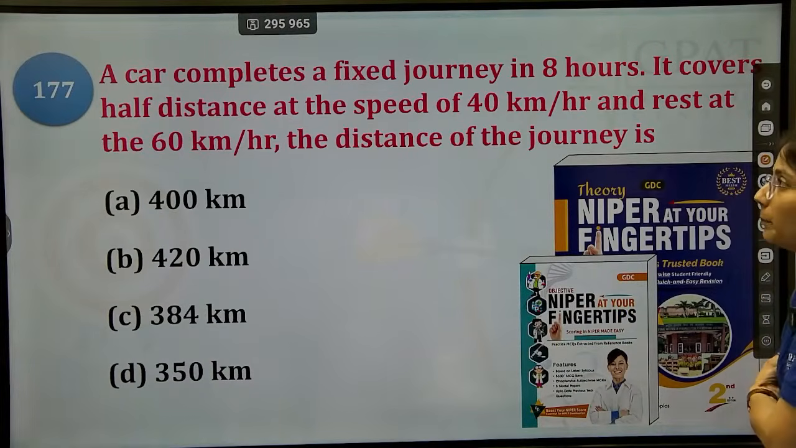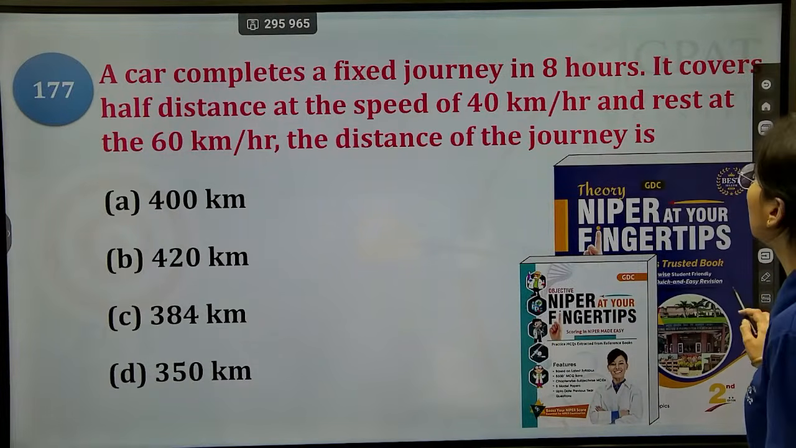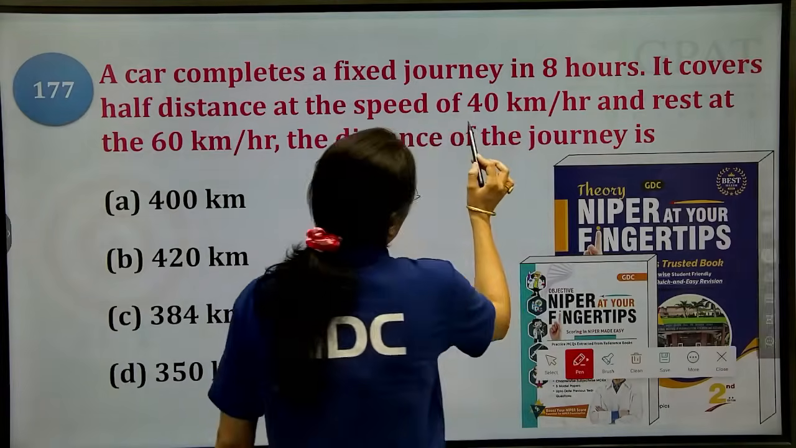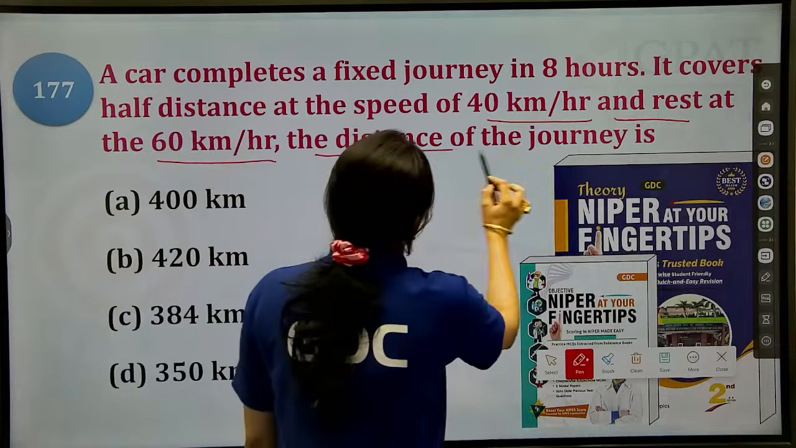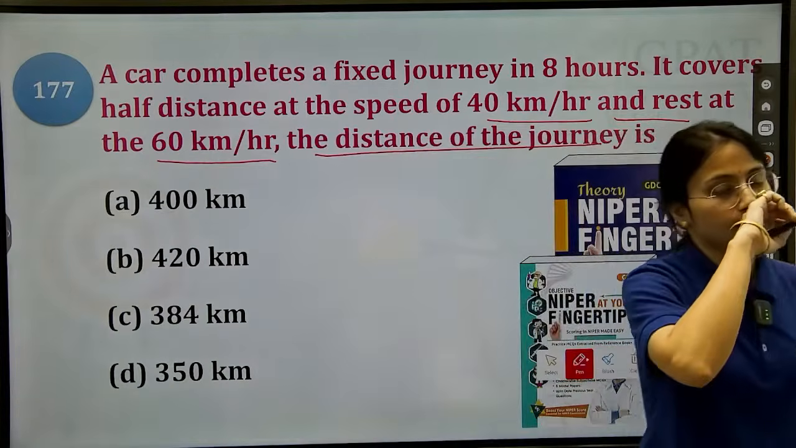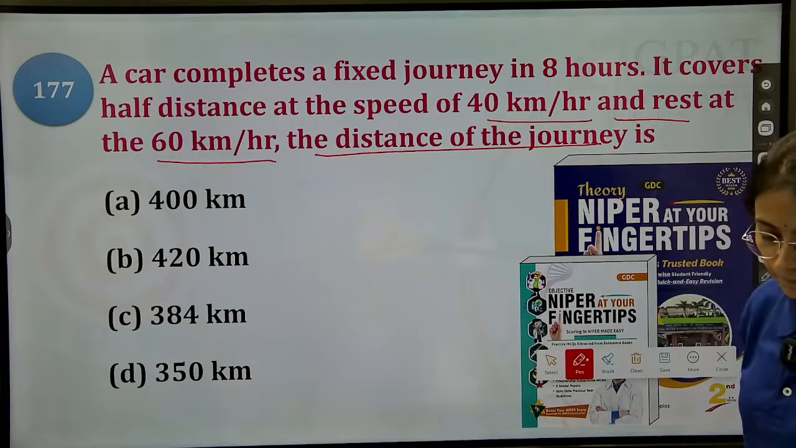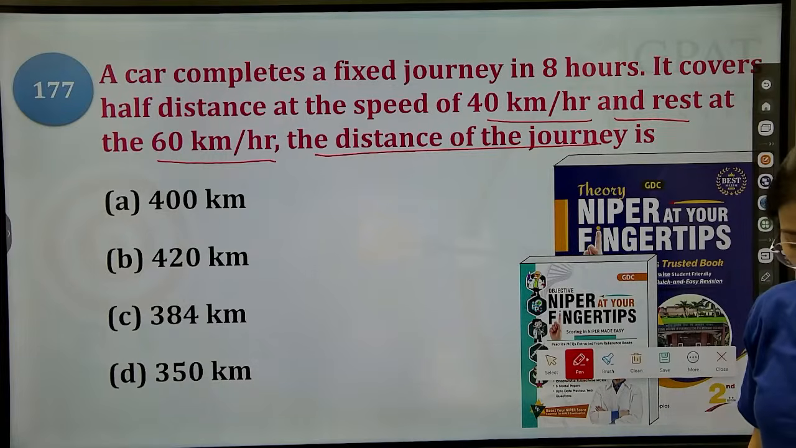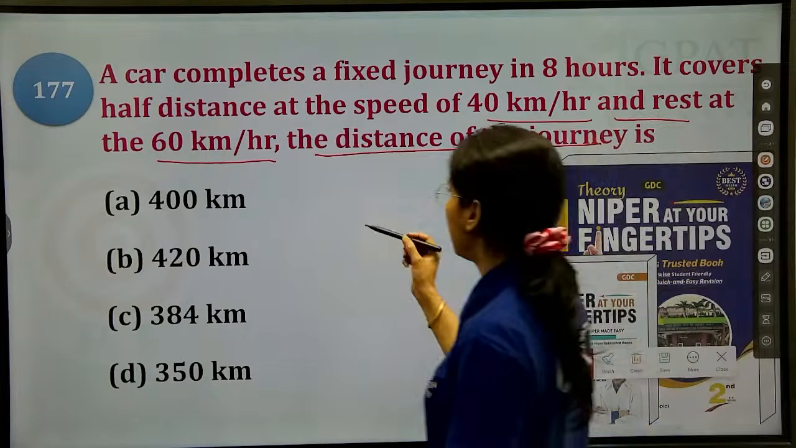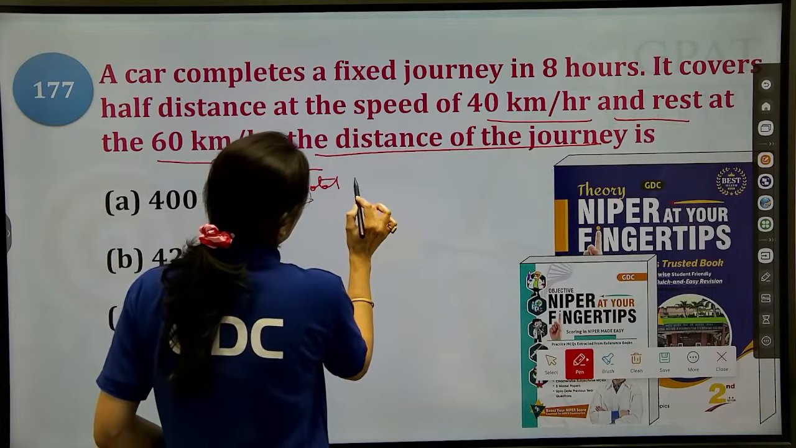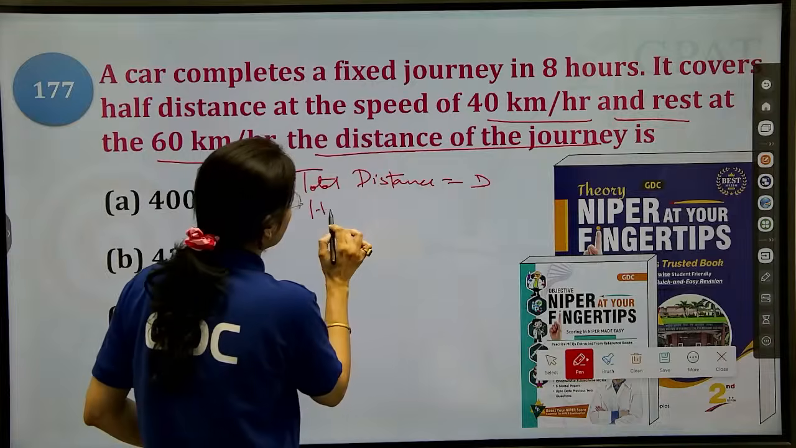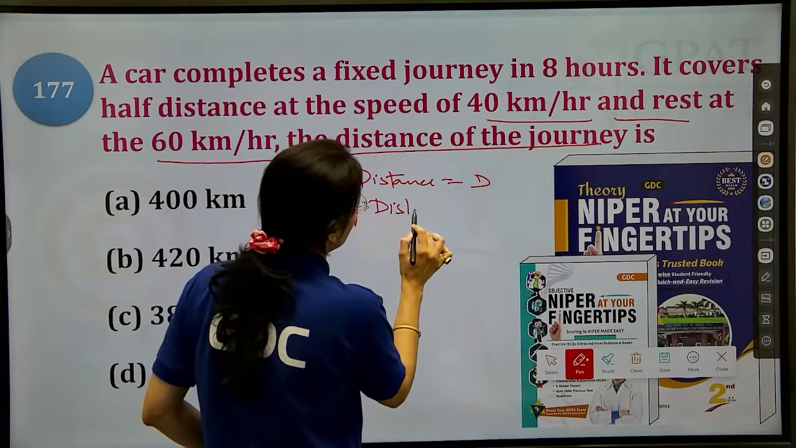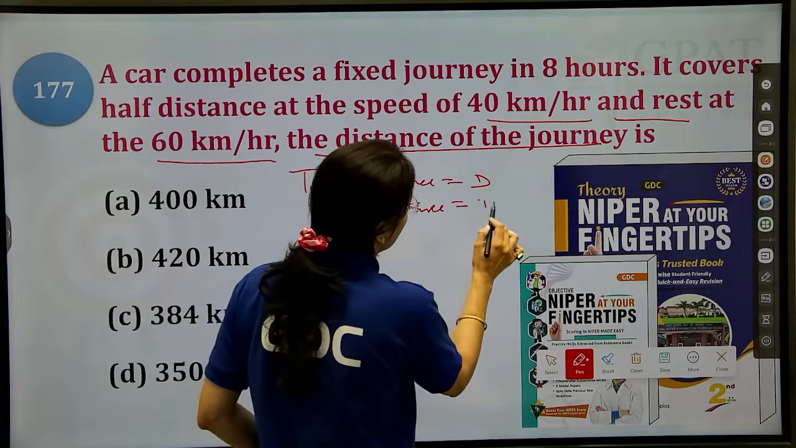A car completes a fixed journey in 8 hours. It covers half the distance at the speed of 40 km per hour and the rest at 60 km per hour. The distance of the journey is? So you have to find the distance of the journey. Let the total distance be D, and half the distance is D by 2.